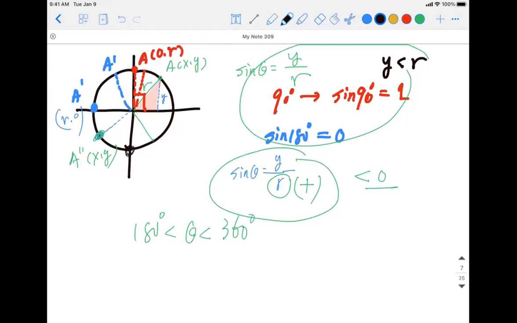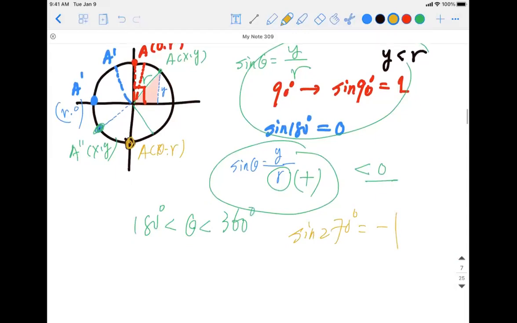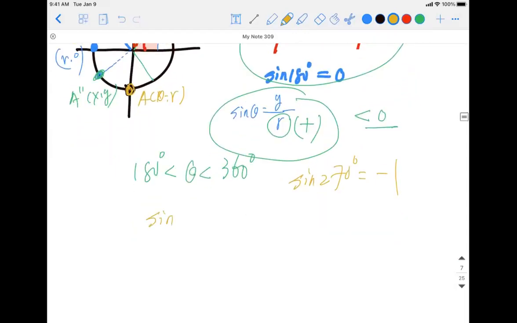All the way you come to here, let me change the color, A, zero, minus r, your sine 270 degrees will be equal to minus one, right? These are very understandable definitions. So you can find out that sine theta is always a value from minus one to positive one. Is that right?